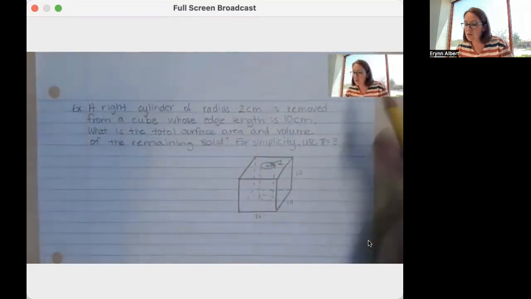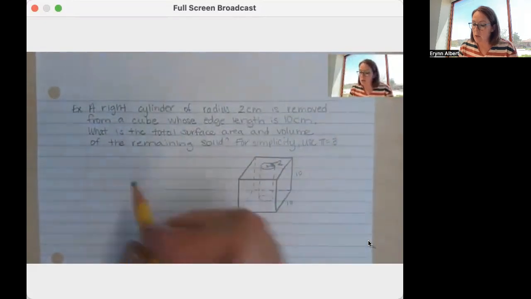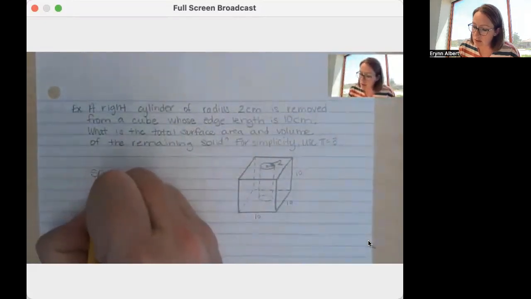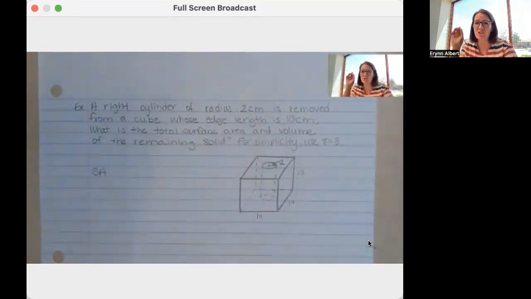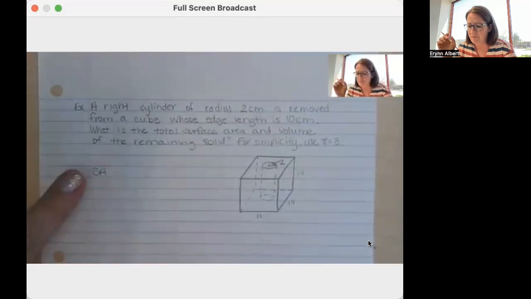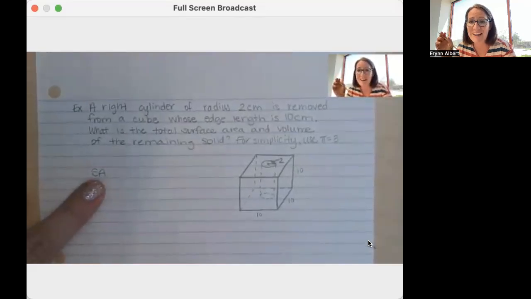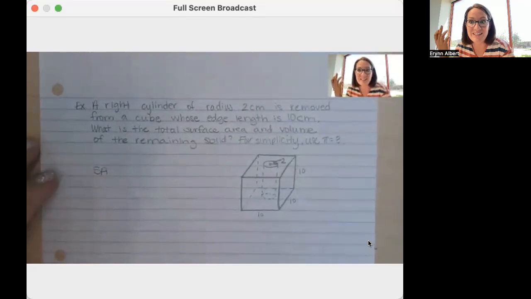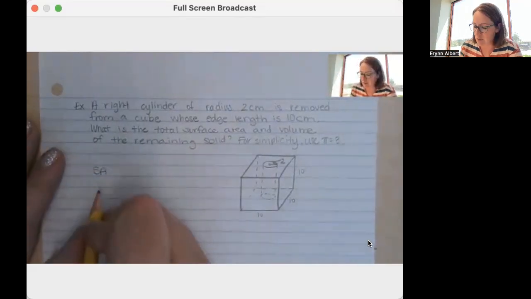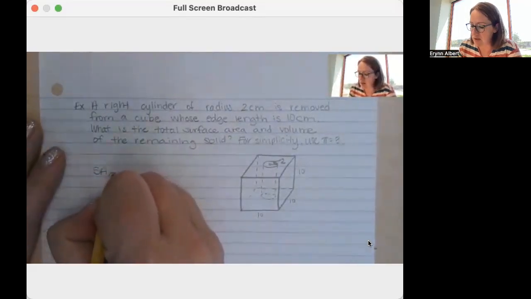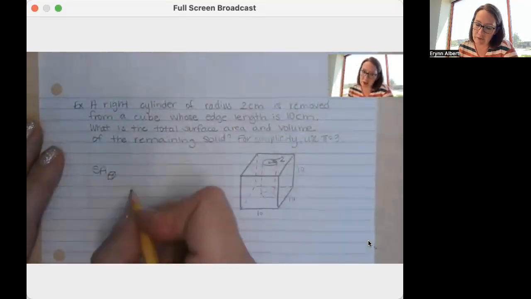Okay. So we want to talk about surface area. I like to draw little shapes by my abbreviations, so it's a little bit easier instead of losing what I'm talking about. So I'm going to talk about the surface area of a cube first. That's my notation for surface area of a cube.